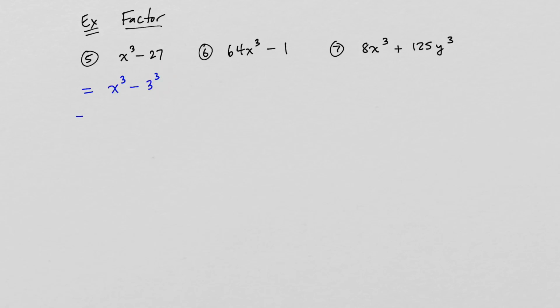Now you know from the formula that we had a binomial multiplied by a trinomial. For the binomial, all we're going to do is take these two terms and bring them down without the cubes. So we're going to have x minus 3. Now for the trinomial, to get the first term we take this x here and we square it. And to get the last term, we take this 3 here and we square it. And the last term is always positive.